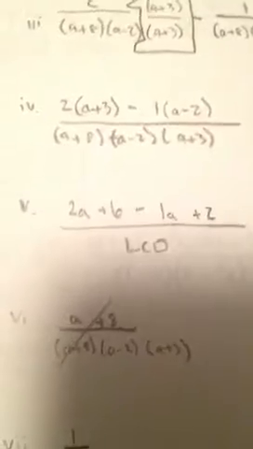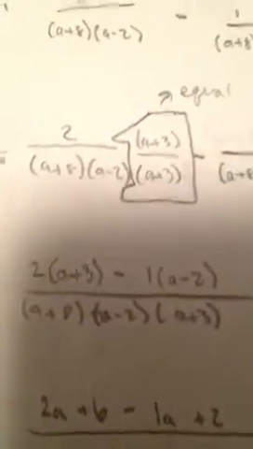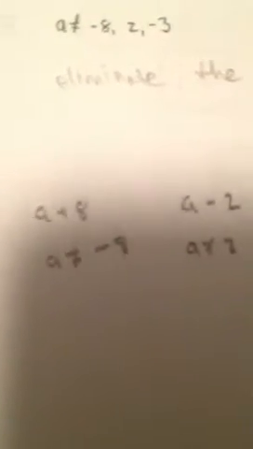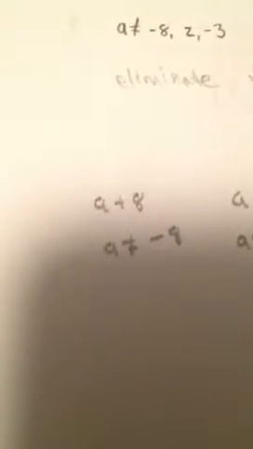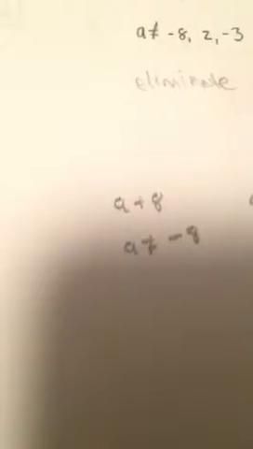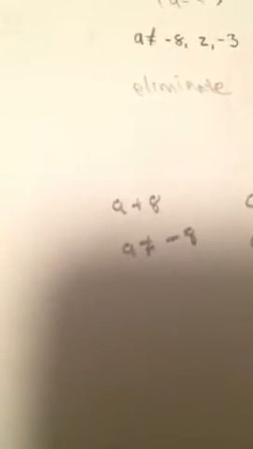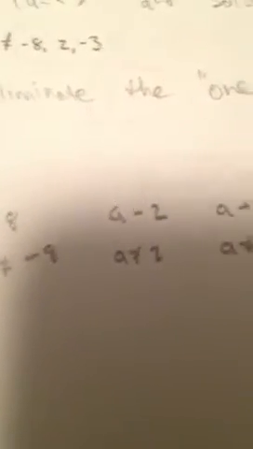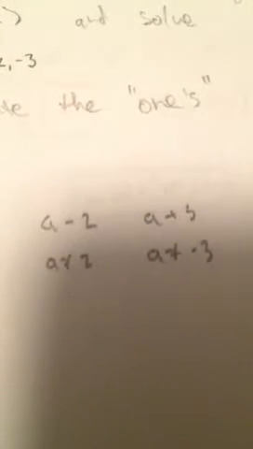But we're not done yet. Since we have binomials in the denominator, there's going to be restrictions. So our terms a plus 8, a minus 2, and a plus 3 are present. And what you want to do is make those equal to 0. So a plus 8 is equal to 0. You subtract the 8 from the a plus 8 side to make it a cannot equal negative 8. And you do the same for the rest of the terms. So a cannot equal 2, and a cannot equal negative 3.